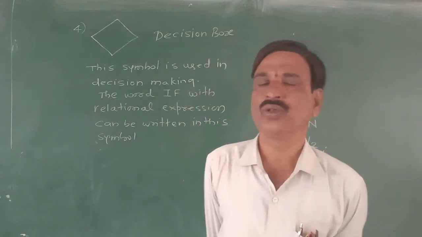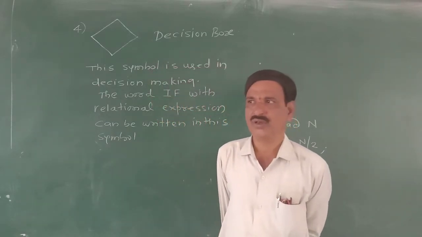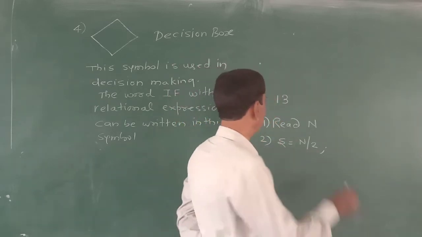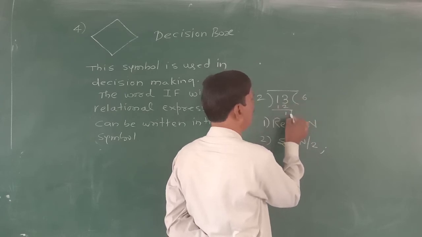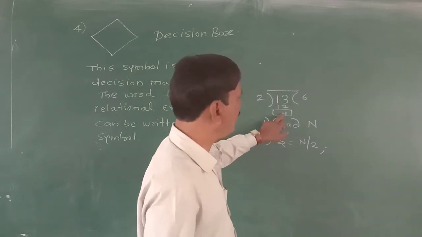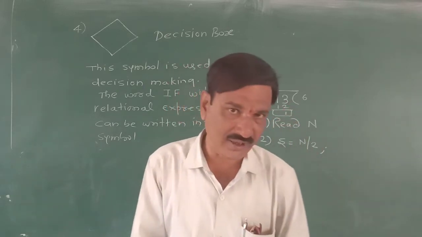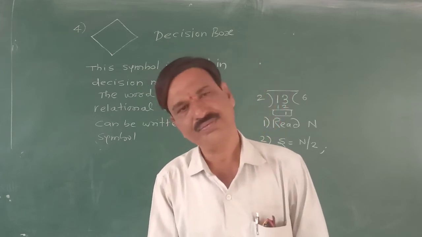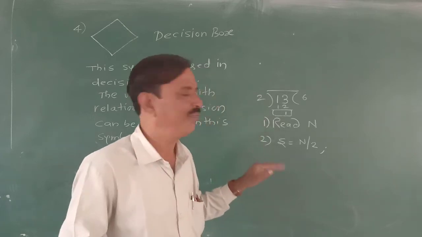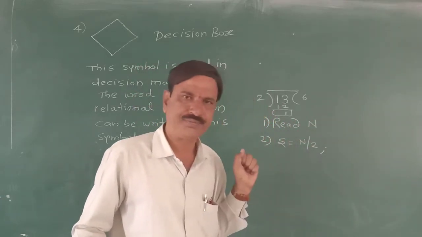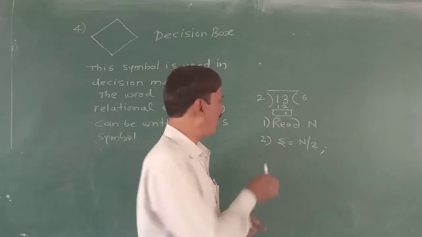What is n by 2? 13 by 2, quotient is 6, product is 12, remainder is 1. So if remainder is 1, number is odd. If remainder is 0, then number is even. But it is the computer who will just follow the instruction. Read n, okay, it will take the number. n divided by 2 into s, so s is the remainder.